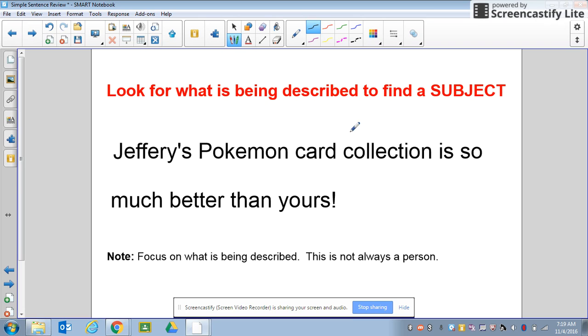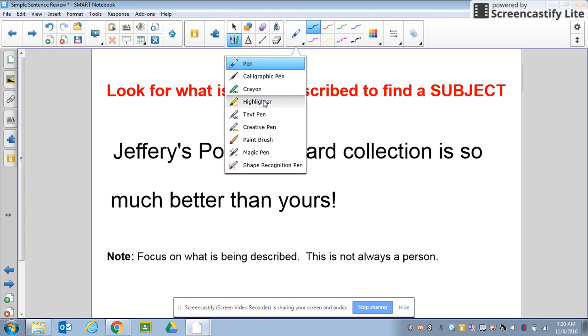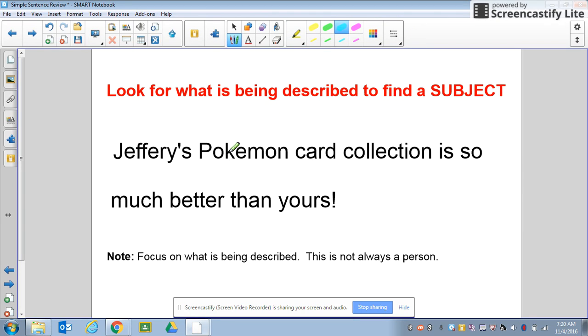Look for what is being described to find a subject. So if you have Jeffrey's Pokemon card collection is so much better than yours, a lot of you I've seen automatically go to Jeffrey. We're not describing Jeffrey here. We're describing his card collection. So if you would say, okay, collection, I guess that's what's being described, yeah, that's fine. That's what it really is. If you put card collection, I'd be okay with that too. We're not saying Jeffrey is so much better than yours. We're saying his card collection is so much better.